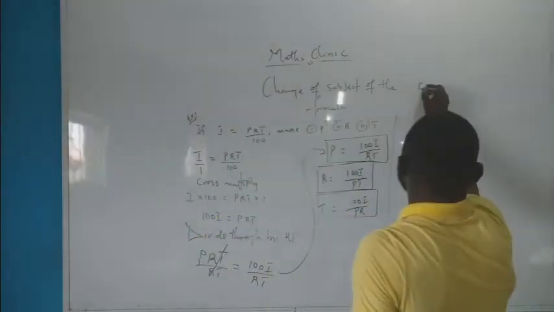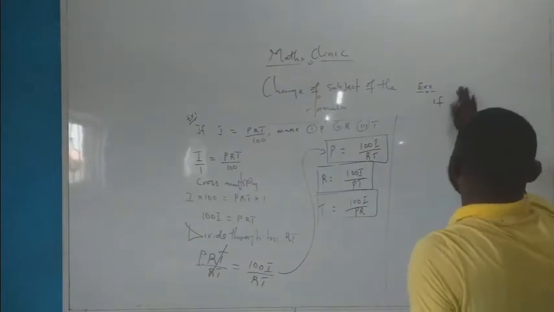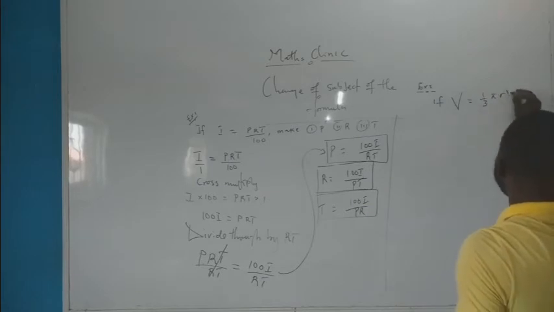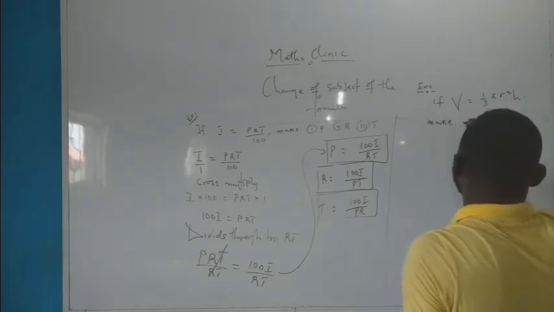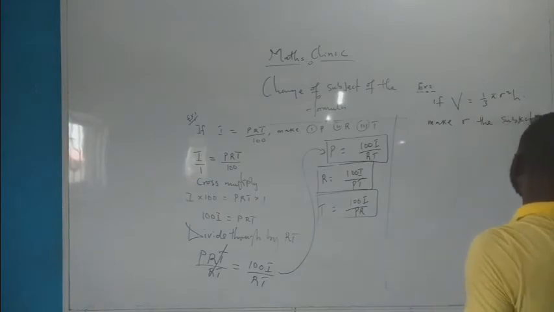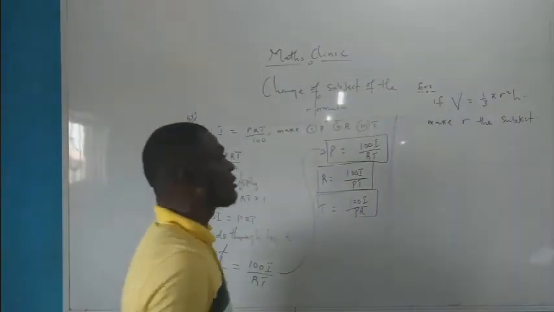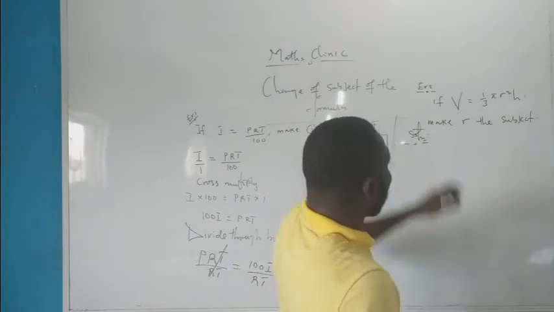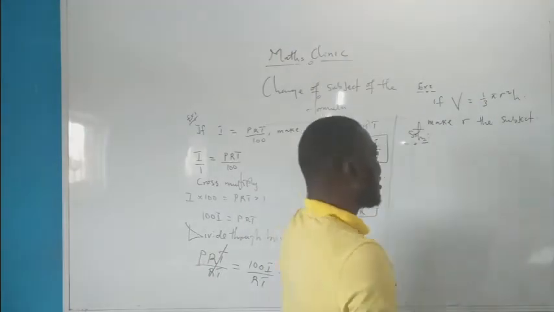Example 2. If V equals 1 over 3 pi r squared h, make R the subject. You can pause the video and try it. Okay, solution. We are told that if V equals 1 over 3 pi r squared h, make R the subject.